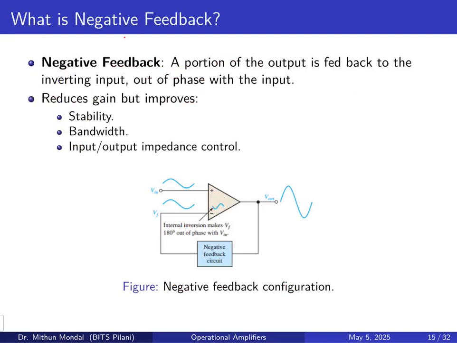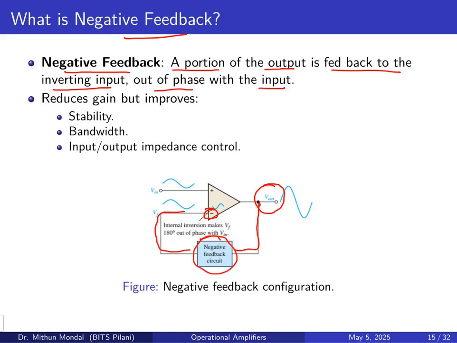Now we will discuss what is negative feedback amplifier. Negative feedback, why it is necessary when you have a portion of the output fed back to the inverting input, which is out of phase with the input. So whatever the output you are having, you are feeding this back to basically the inverting terminal of the op-amp. Then it is known as negative feedback. And the voltage that you feed back from the output is out of phase with respect to the input. This will reduce the gain but improve the stability, bandwidth and input-output impedance control will be achieved.